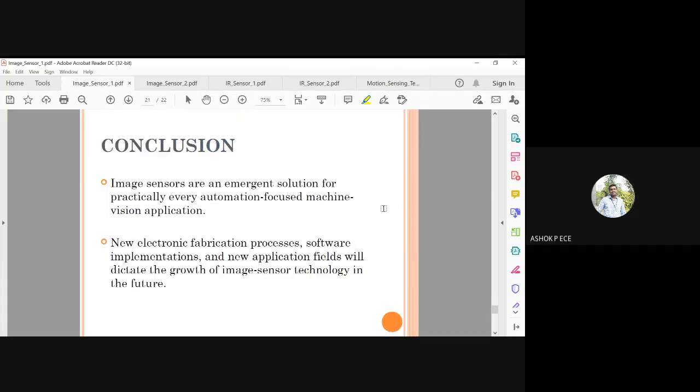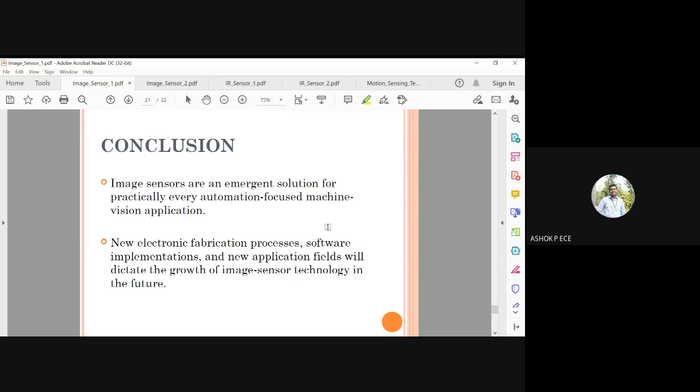Conclusion. Image sensors are an emergent solution for practically every automation focused machine vision application. Image sensors are the solution for any machine vision. If you want to see something and do some processing, you can go for a machine vision based application. For example, in robots, if you want to visually scan something, you can go for machine vision.